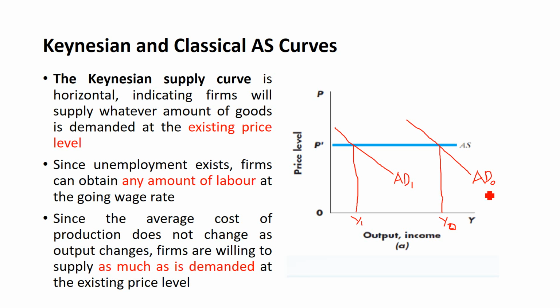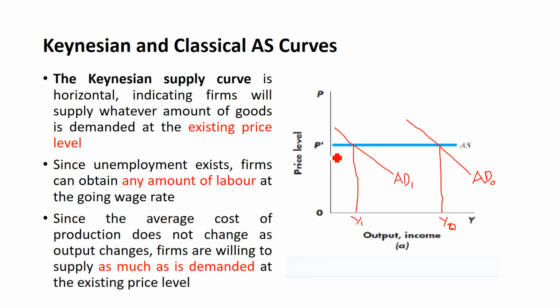Alright, so essentially then, in the Keynesian case, where the aggregate supply curve is horizontal, we're suggesting that firms can supply whatever quantity of goods and services is demanded at the price level. So if demand is low, they can supply Y1 at a price of P prime. If demand is high, they can supply Y0 also at a price of P prime. Why are they able to supply these different quantities all at the same price?